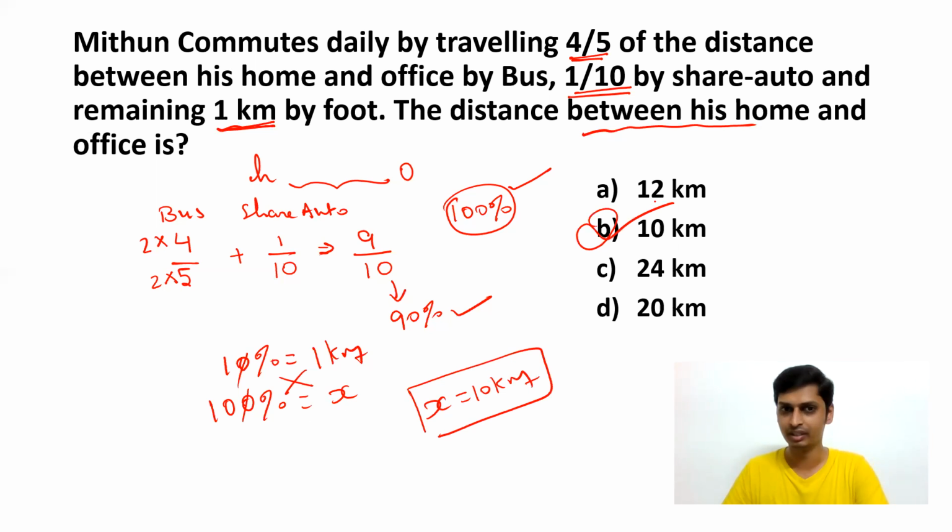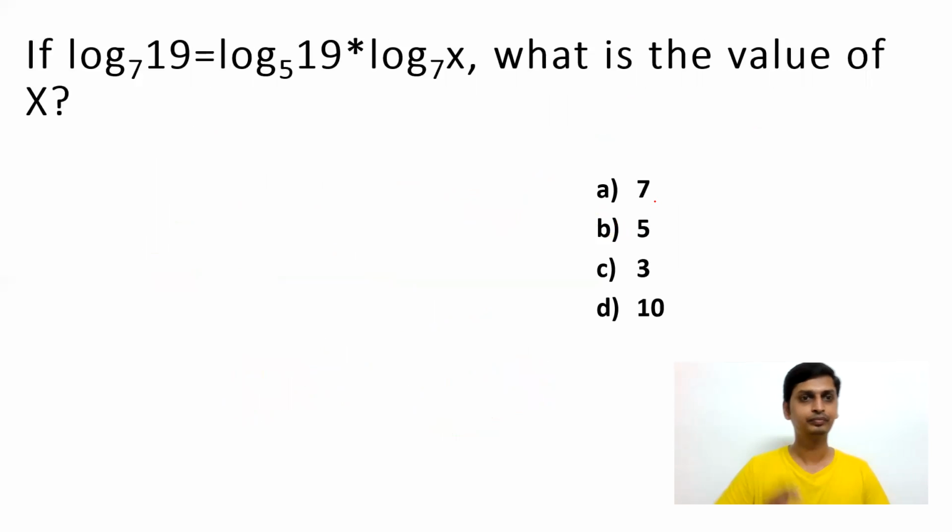Hope you understood, right? So we can convert the fractions into percentages so that you could easily solve. See, 4/5 of this distance is nothing but 80%. Now 1/10 of the distance means 10%. So 80 plus 10 is 90%. So remaining is 10%. The 10% is 1 kilometer. So 100% is 10 kilometer. This is your answer. So we go to second question.